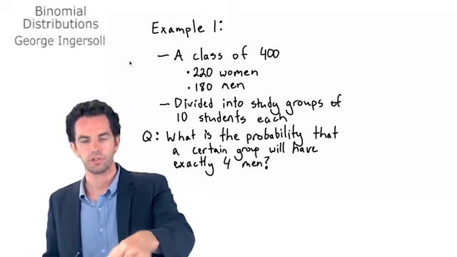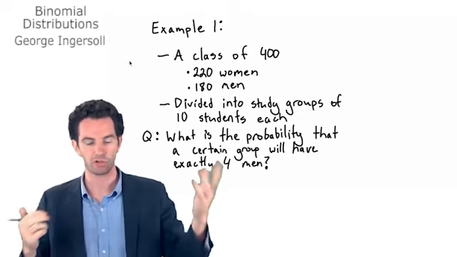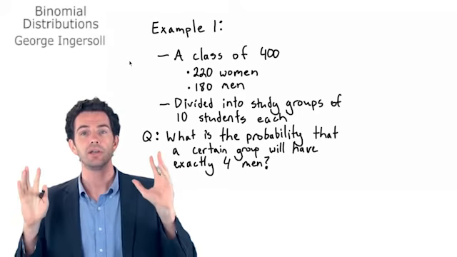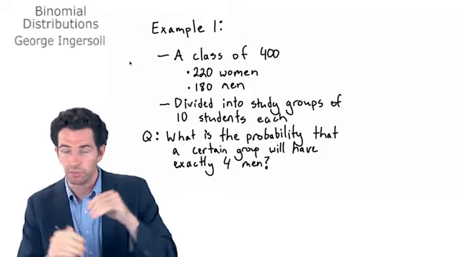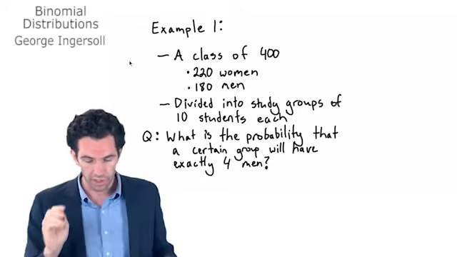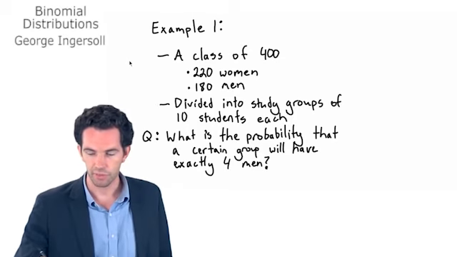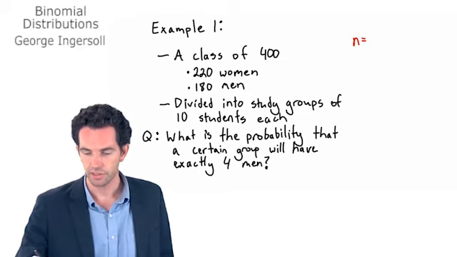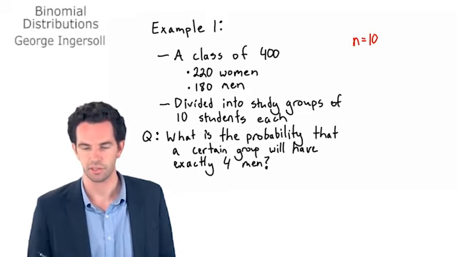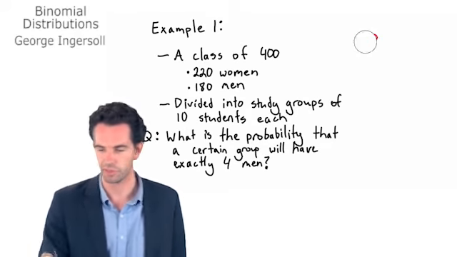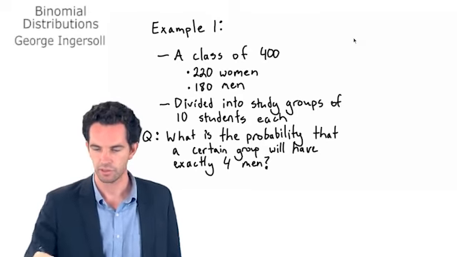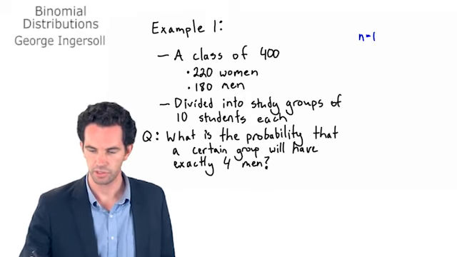So, what is our trial? How many trials do we have here? Well, we're talking about one specific study group. We're not talking about all the study groups. We're saying one specific study group. And all the study groups are 10 students each. So our number of trials here is 10. N is equal to 10. Actually, I'm going to do this in a different color because I think I'm going to use red later on. So let's go. N equals 10.